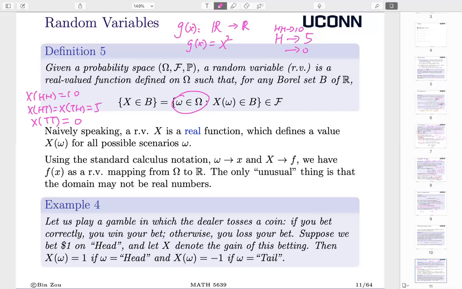And often I will just use this short notation, RV, to denote random variable. So it's nothing but a real function, except the domain is from a more abstract space instead of the real space. Of course I have one more example, but it's actually simple.